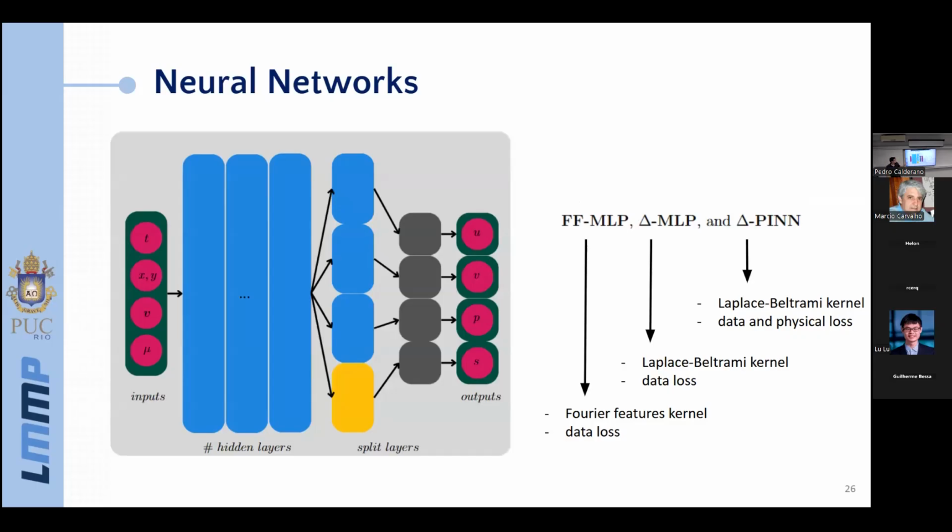Well, I have three different neural networks. The FF-MLP: FF stands for Fourier features, and MLP stands for data loss. The Delta-MLP: the delta stands for Laplace-Beltrami kernel, and again, MLP stands for data loss. And finally, the Delta-PINN: delta stands for Laplace-Beltrami kernel, and PINN stands for data and physical loss.